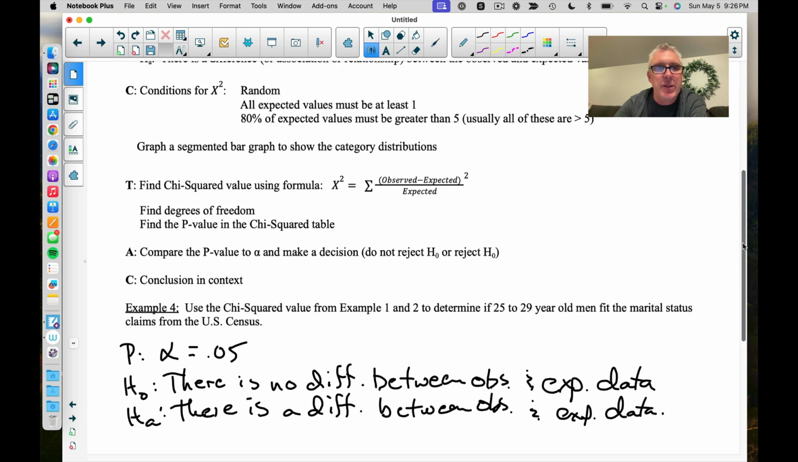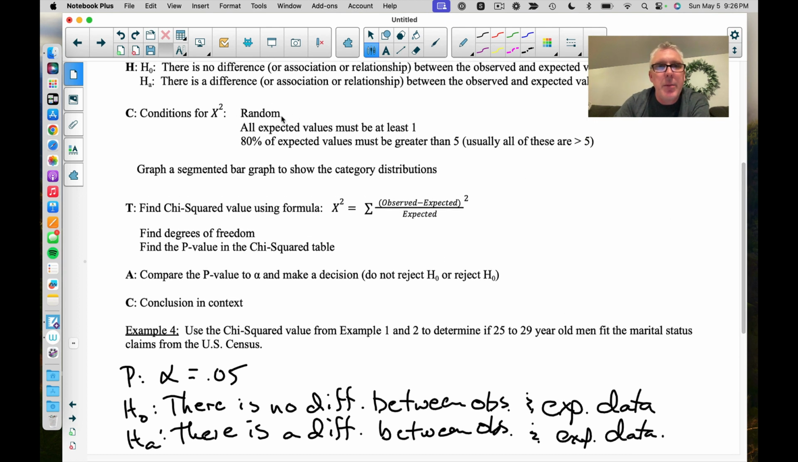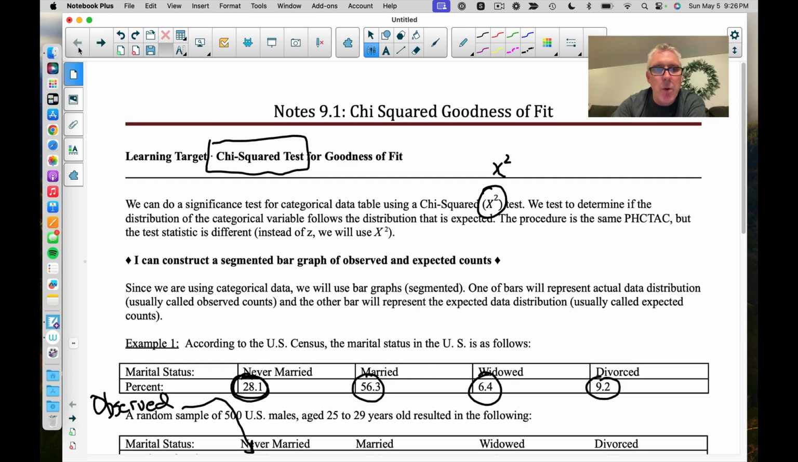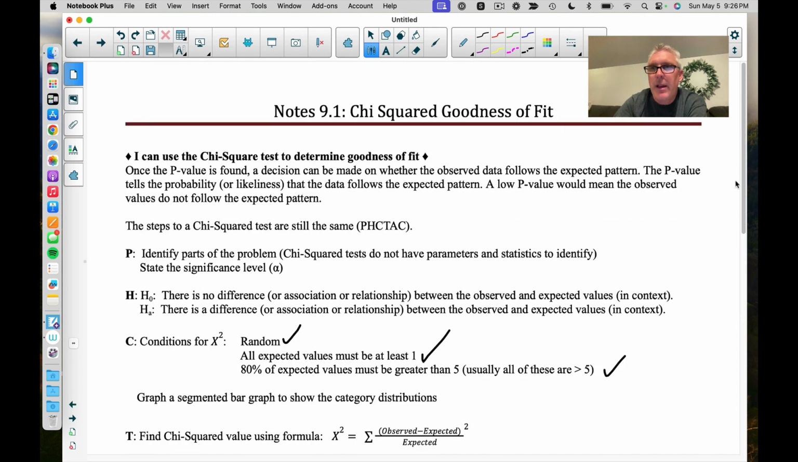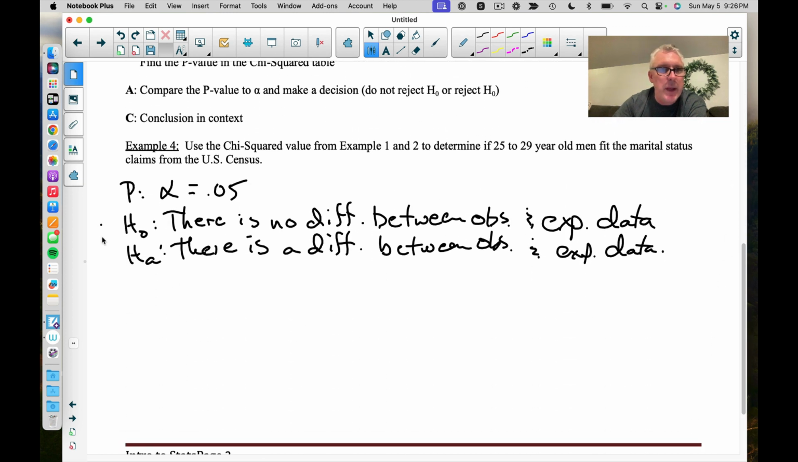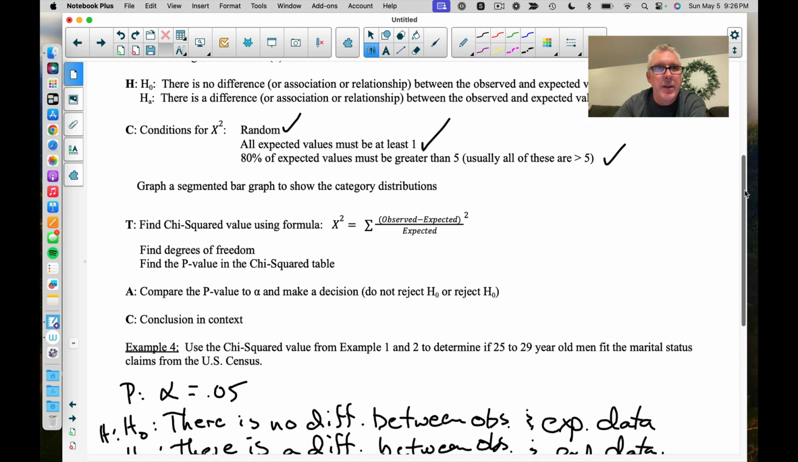C, the conditions. I'm just going to slide up here. It's got to be random. These are all going to be random samples. All our expected values need to be bigger than 1, and 80% of the expected values are bigger than 5. Not all of them, just 80% of them. If I go back to the example we had from before, all of our expected values were bigger than 5. So we're good there. So if I slide back here, check, this was my H. Check conditions, check. All of those checked.